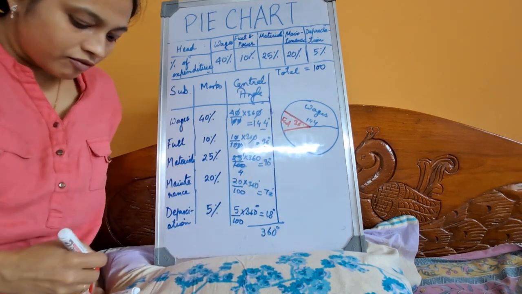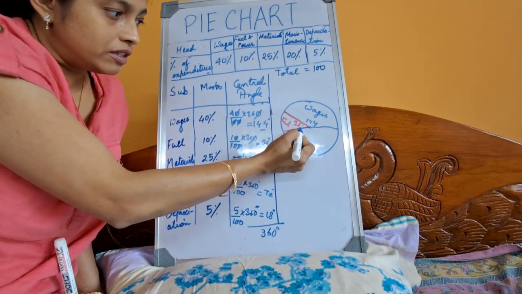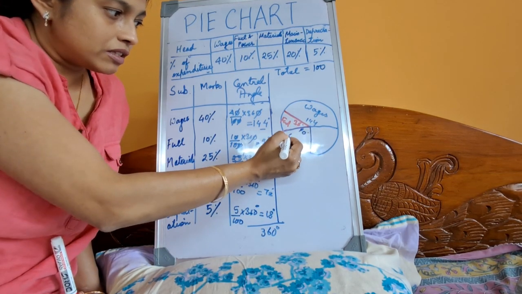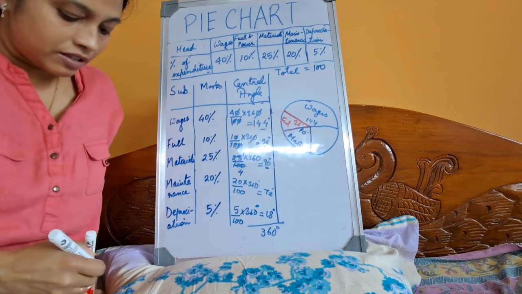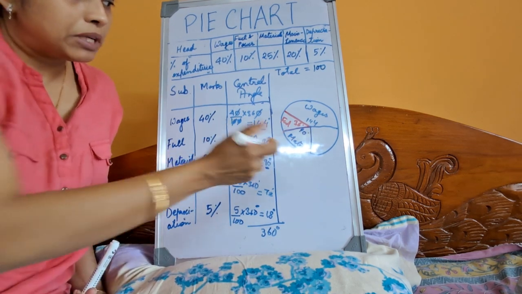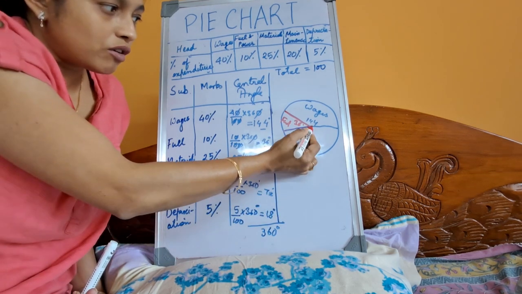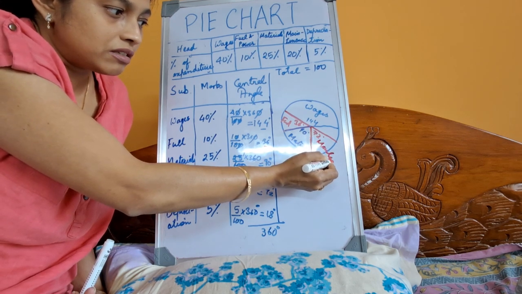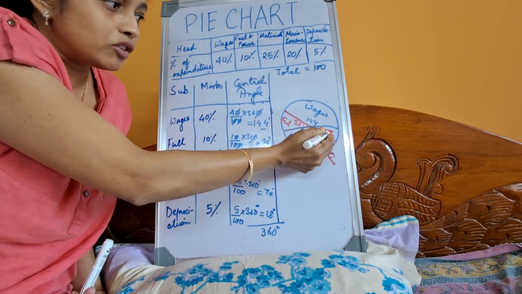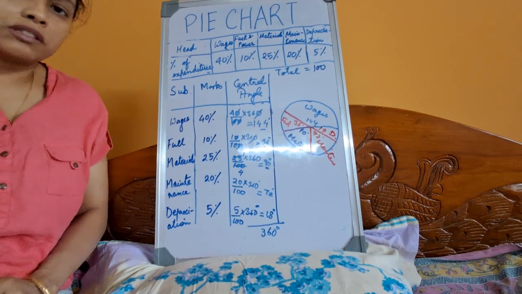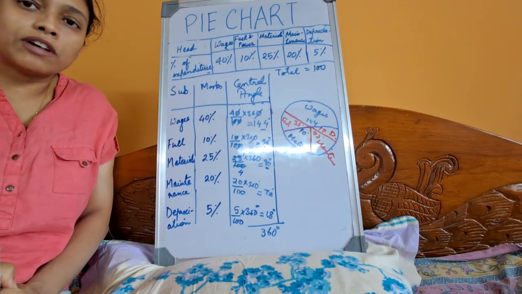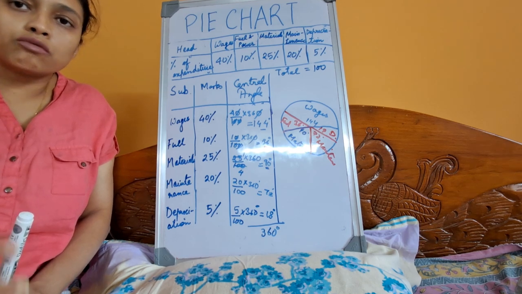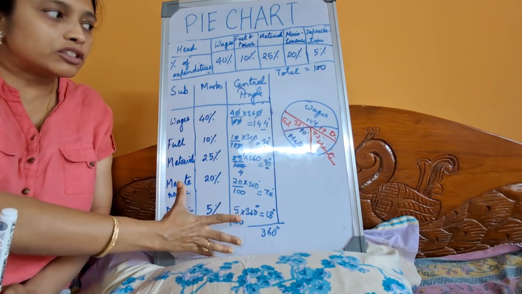Then we place the protractor on this line, draw the next one, 90 degrees. This represents materials. Then we place the protractor on this, draw 72 degrees. This represents maintenance. So automatically the last angle will be 18 degrees, which represents depreciation. I hope it's clear to everyone. We'll do a third sum where I will not be explaining the drawing part, but let's do the calculation till the central angle.